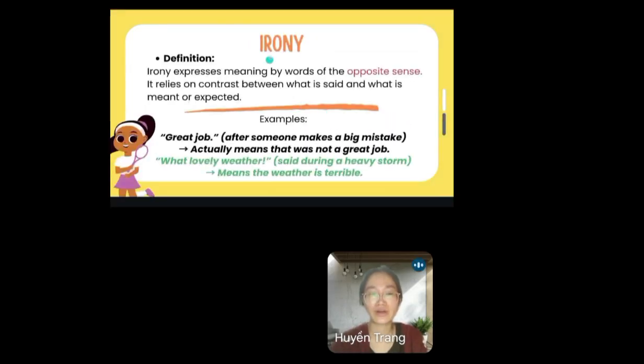Now we move on to irony. Irony expresses meaning by words of the opposite sense. It relies on contrast between what is said and what is meant or expected. For example, great job, said after someone makes a big mistake, actually means that was not a great job. What lovely weather, said during a heavy storm, actually means the weather is terrible.